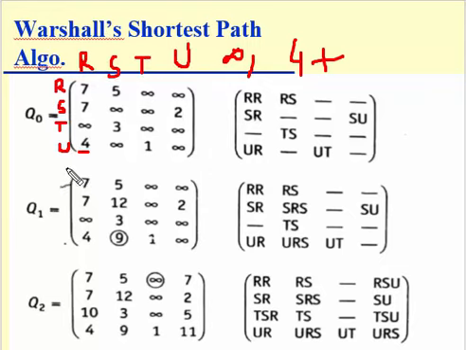What you need to find out? U to S. What is the distance? Firstly, it was infinity. Okay, now I need to find out through 1. Through 1 means through R. That means you can go from U to R and then R to S. So U to R is your 4 plus R to S, that is your 5. So 5 plus 4 is 9. That means this is better. So I will write down 9. That means if I want to go from U to S, I will go from U to R first and then from R to S.